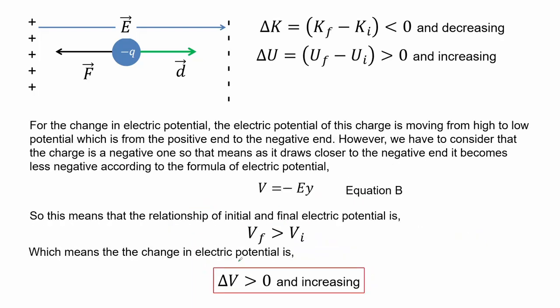For the change in electric potential, the charge is moving from high to low potential, which is from the positive end to the negative end. However, we have to consider that the charge is a negative one, so as it draws closer to the negative end it becomes less negative according to the formula of electric potential shown in equation B. So this means that the final electric potential is greater than the initial electric potential, which means that the change in electric potential is positive and it is increasing.